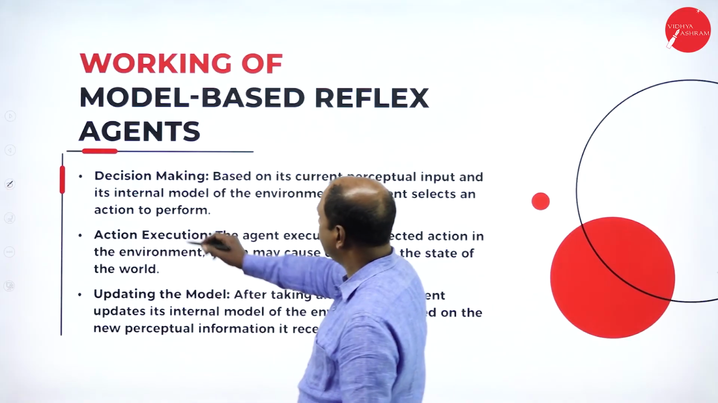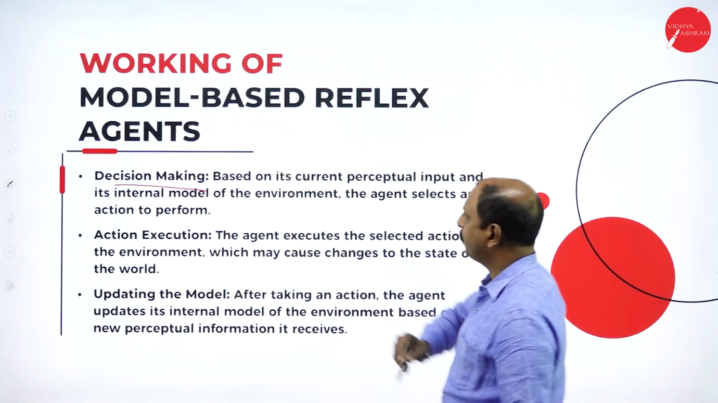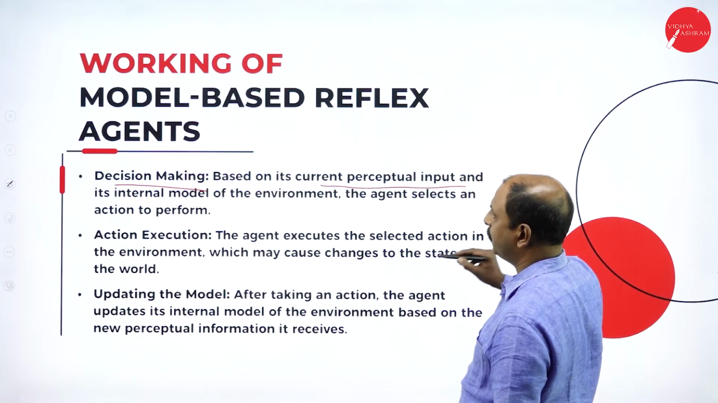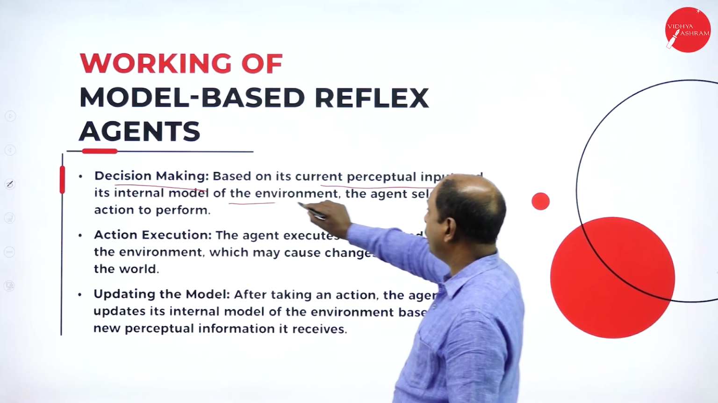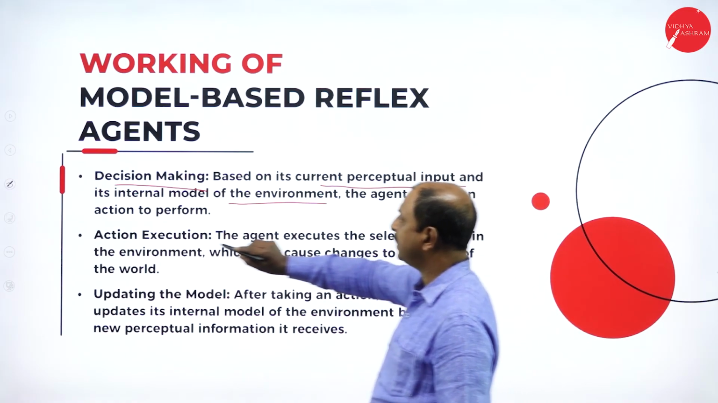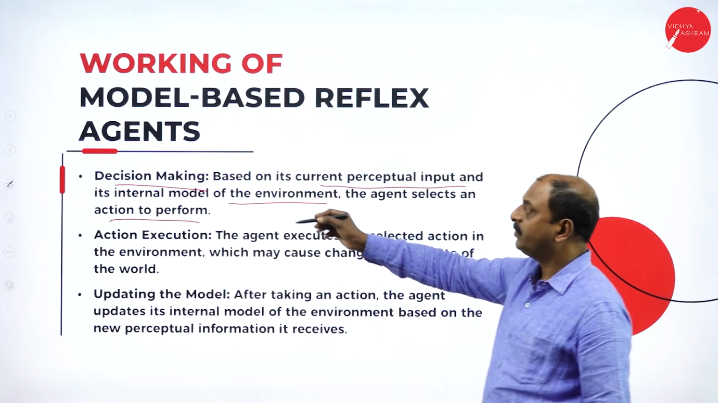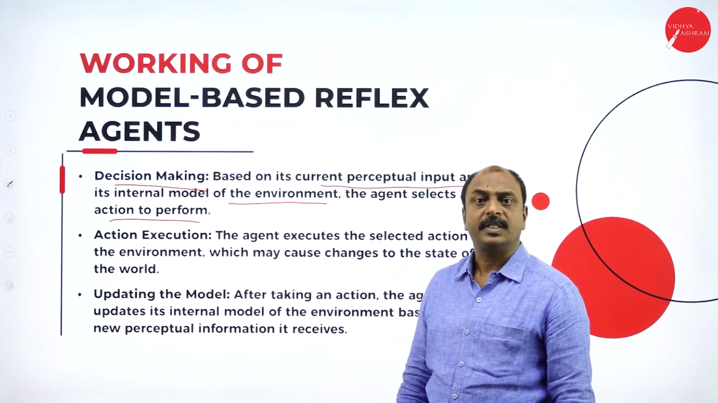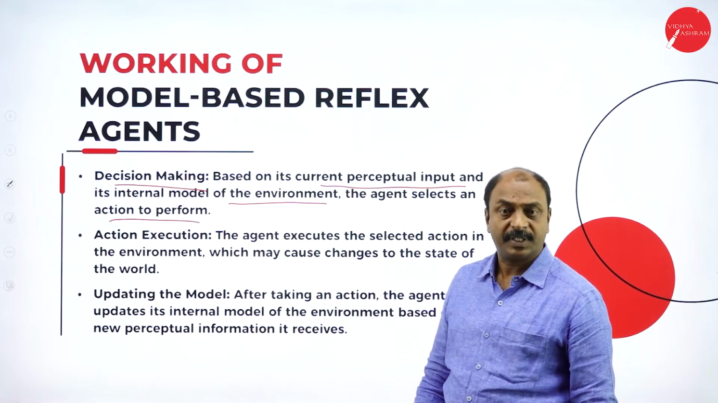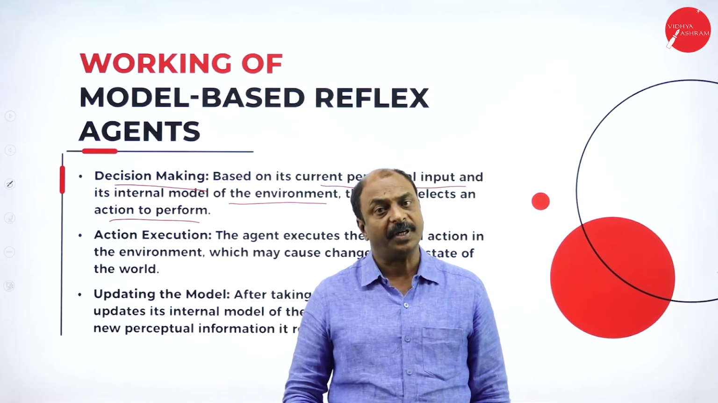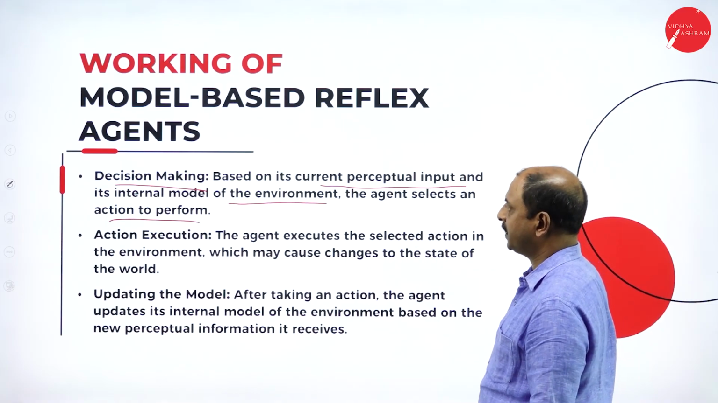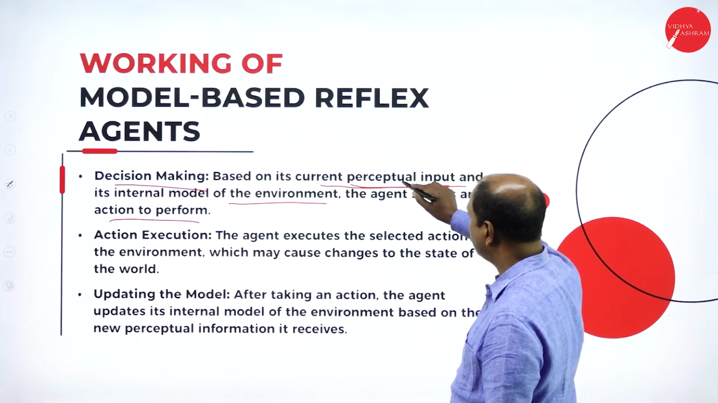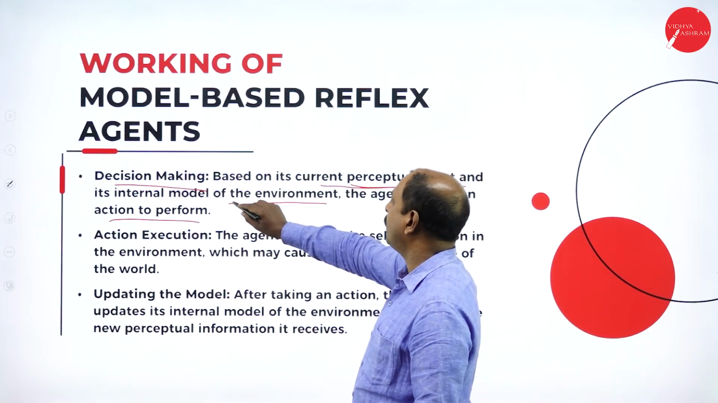Next one is decision making. Here, the agent takes a decision based on the current perceptual input and the internal model of the environment, and selects the action to perform. As we have seen in the previous simple reflex agent, it works based on the current scenario, the current percepts, or the current input or data. But the model-based reflex agent works based on the current percepts or current data as well as the model of the environment.